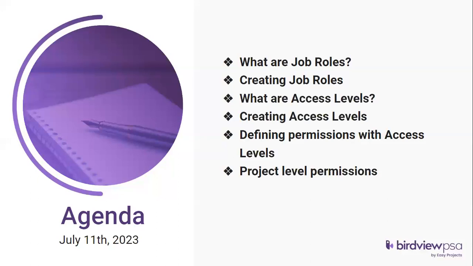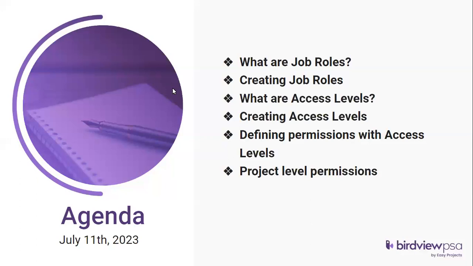So we'll start by understanding what job roles and access levels are, how we can create them in the system and why they are important. We'll then go over how to add permissions to access levels and what those permissions mean within the system. And finally, we'll understand how to change permissions at the individual project level as well.